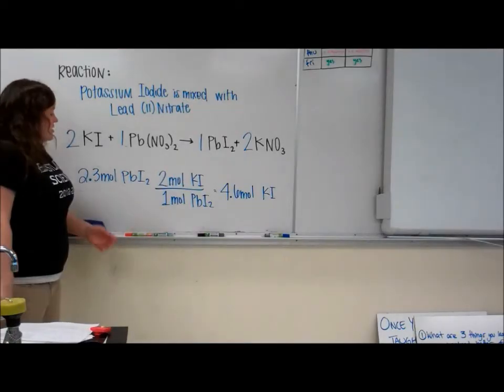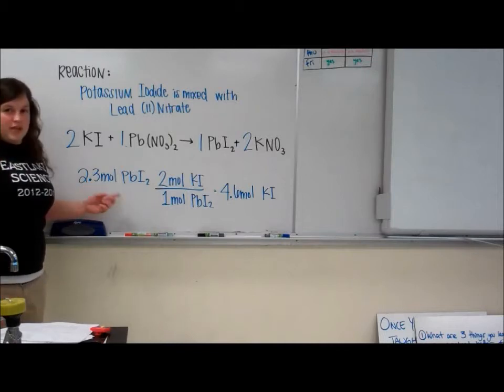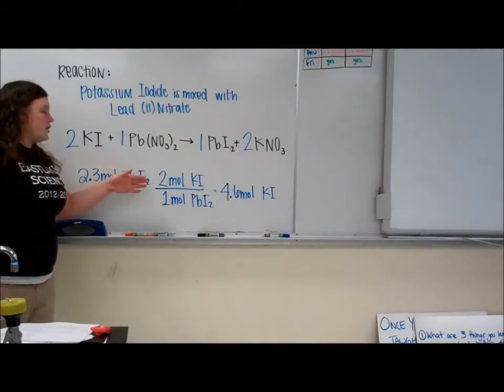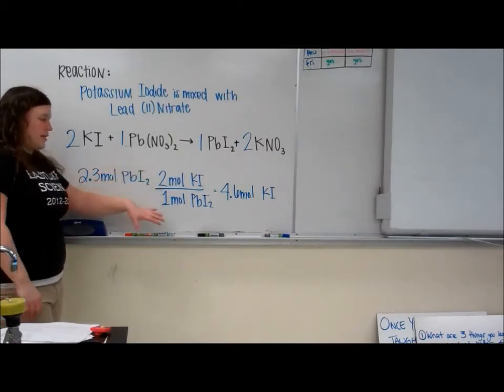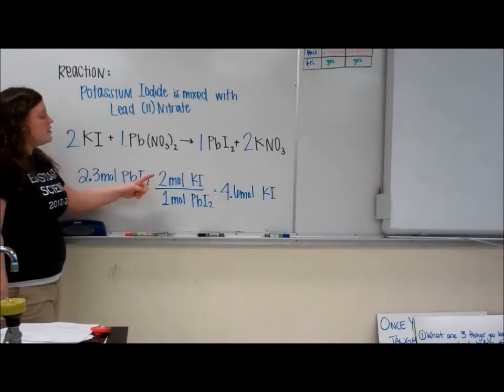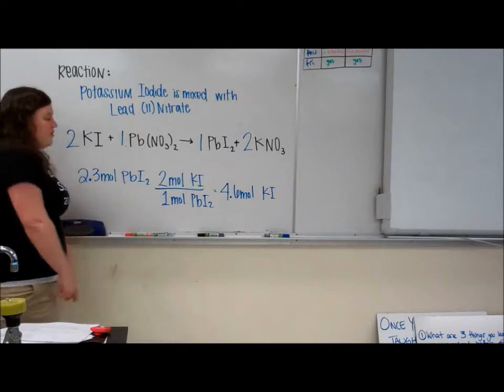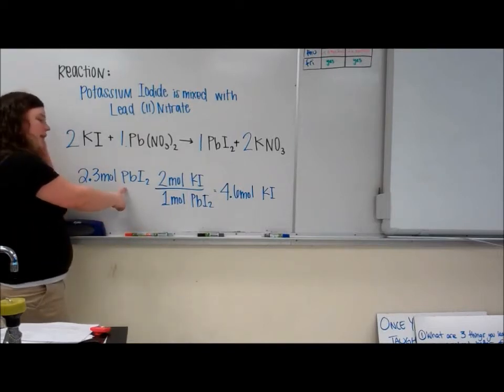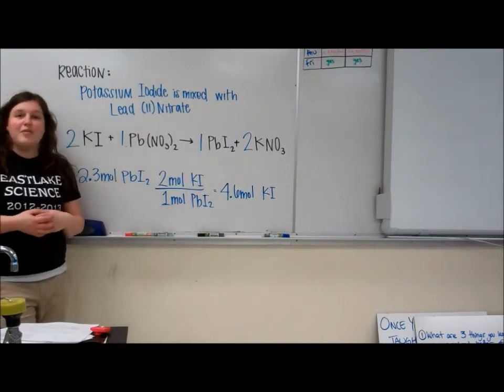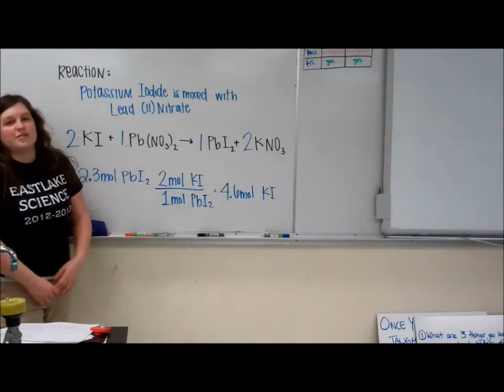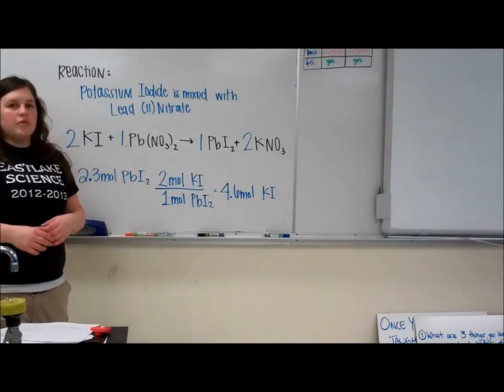Any luck? So we had our 2.3 moles of lead iodide, and our ratio was 2 potassium iodide for every 1 lead iodide. So we set that up as our conversion factor. Notice our units still cancel. We have moles of lead iodide here, so our moles of lead iodide have to go on bottom. Then we just multiply across. You should end up with 4.6 moles of potassium iodide.